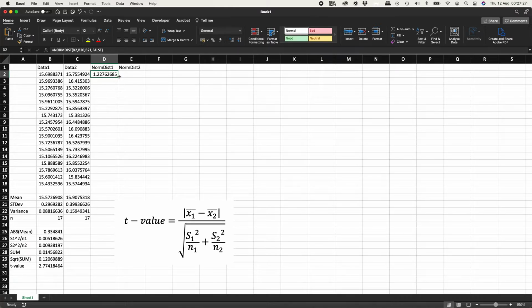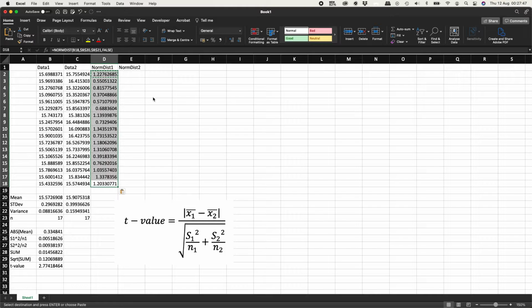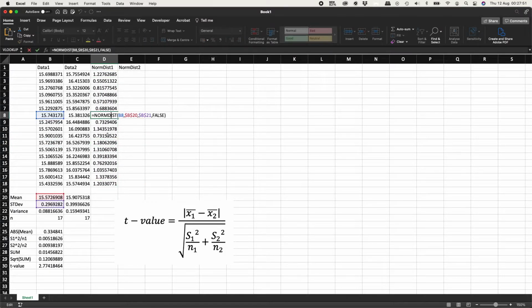Now, if I stretch this down, we're going to see a bunch of mistakes because we didn't fix the values. The values that need to be fixed are the mean and the standard deviation. So I'm going to fix that one, and that one too. Now the mean and the standard deviation have been fixed, so I am free to drag it down, and there we go. It's perfect. It's only affecting that.